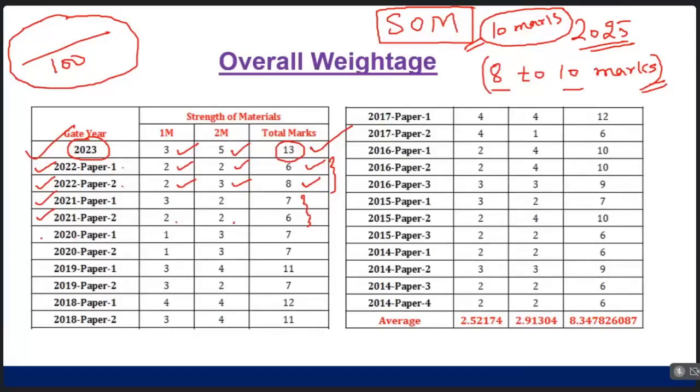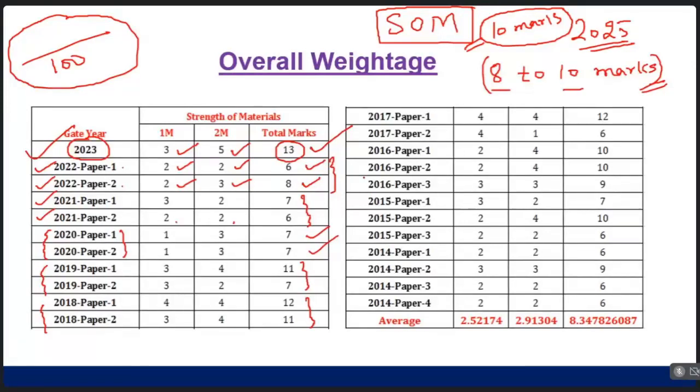In 22, paper 1 and paper 2 also, here we have 7 marks and 7 marks. As well as in 19 and 18 also, you can see here 11 marks, 7 marks, here 12 and 11 marks here. Okay, so you can see 12 marks. So on an average, I can say 9 to 10 marks.